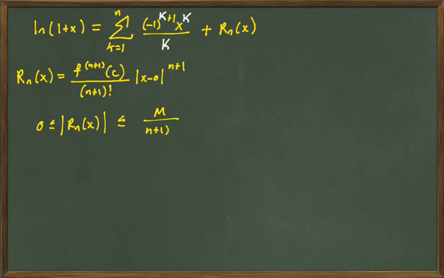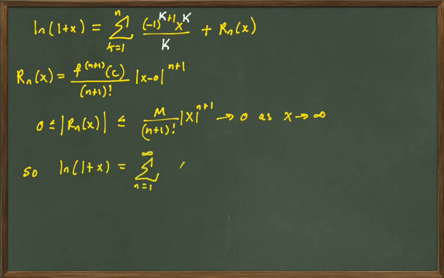So less than or equal to m over n plus 1 factorial times x to the n plus 1 in absolute value. And of course, m is a fixed number, x is a fixed number, so it's a constant, all over n plus 1 factorial, and that's going to outpace the x to the n plus 1, and so that's going to go to 0 as n goes to infinity. And so the natural log of 1 plus x is equal to the sum n equals 1 to infinity of negative 1 to the n plus 1 x to the n all over n.